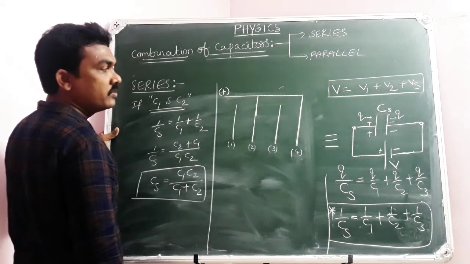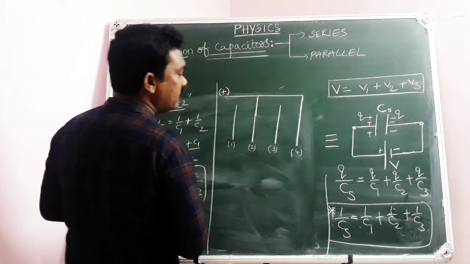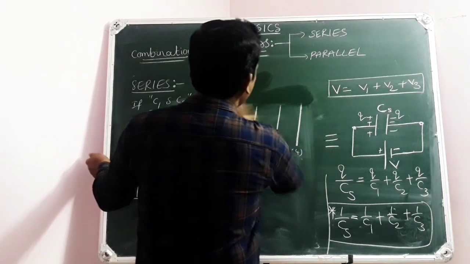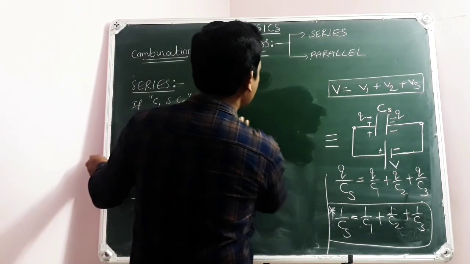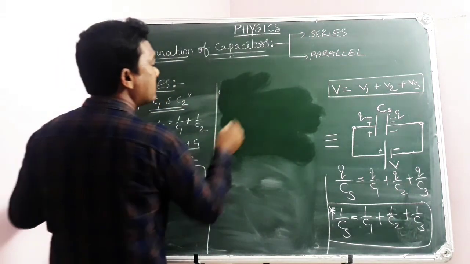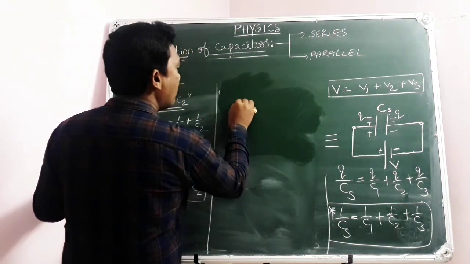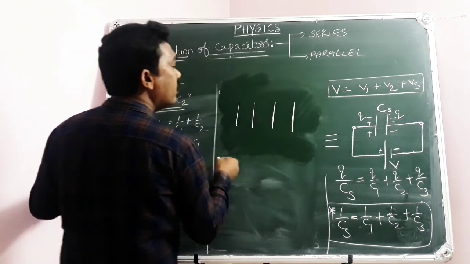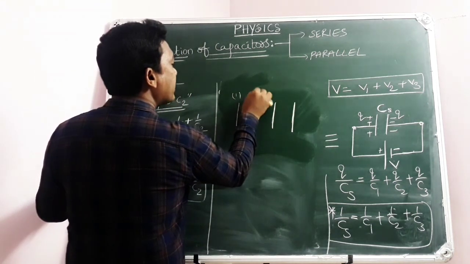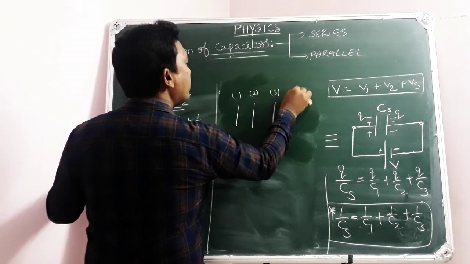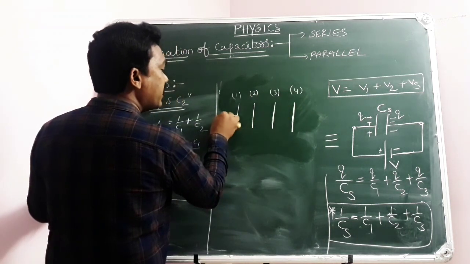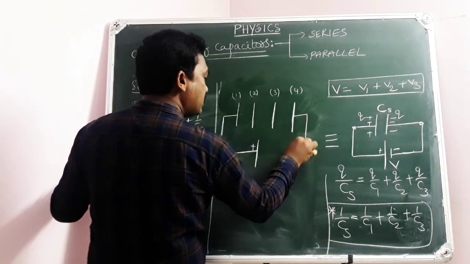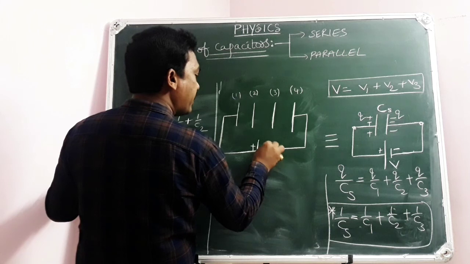Just a minute. We are talking about a series combination, so you treat it like this. Here 1, 2, 3, 4. Now here it is the first plate, second plate, third plate and fourth plate. What you can do here is, this is given to the positive terminal of the battery and this is given to the negative terminal of the battery.